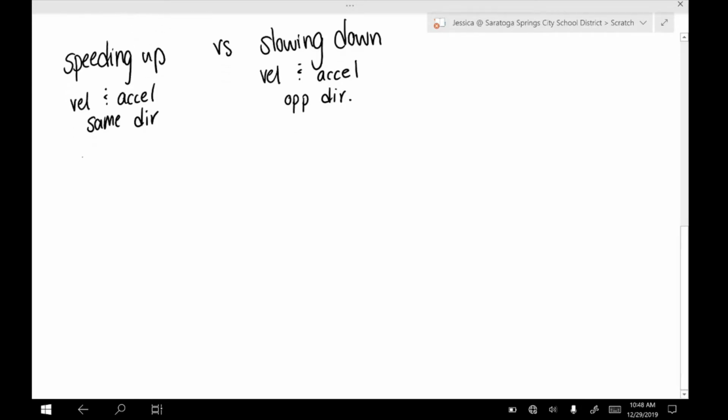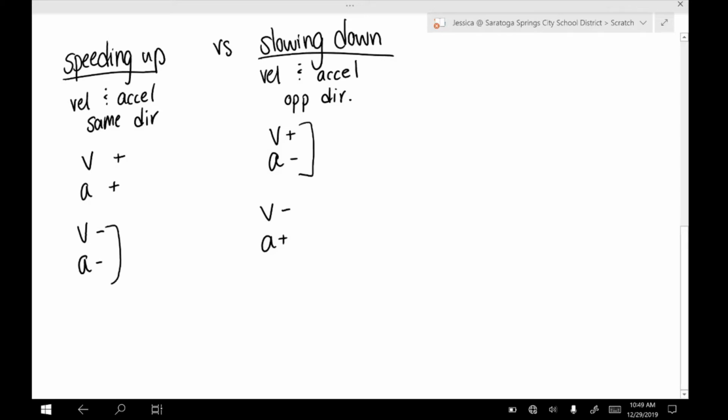So speeding up, we could have a positive velocity and a positive acceleration, or we could have negative velocity and negative acceleration. For slowing down, we could have a positive velocity with negative acceleration, or negative velocity with positive acceleration. So just make sure you're paying attention to the keywords speeding up, slowing down, and how the signs of the velocity and acceleration have to relate to each other with that.